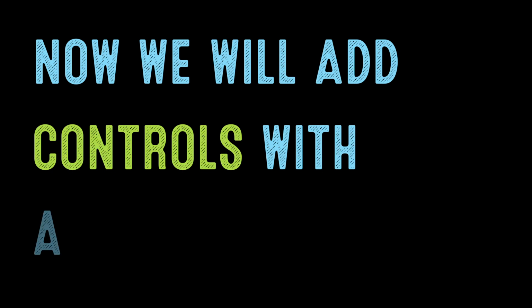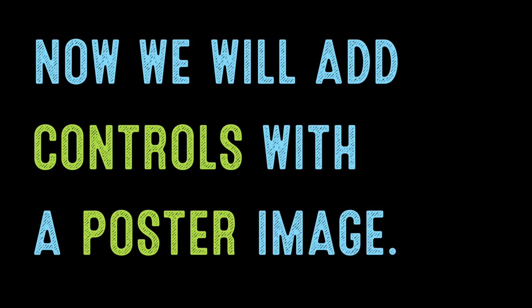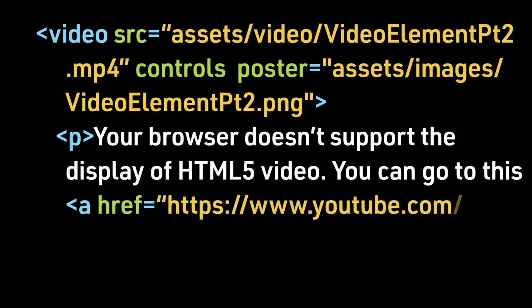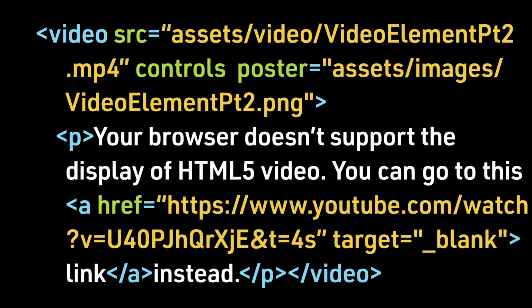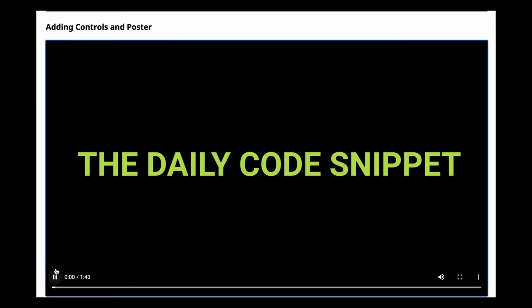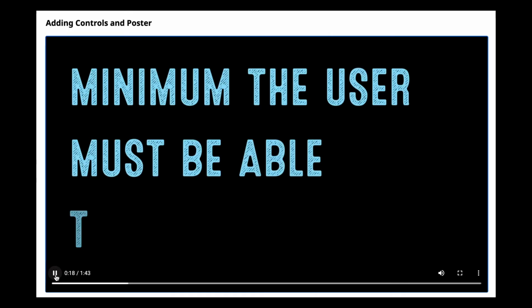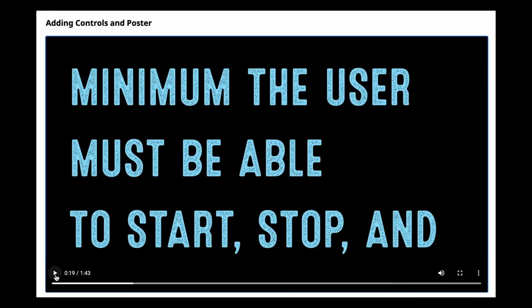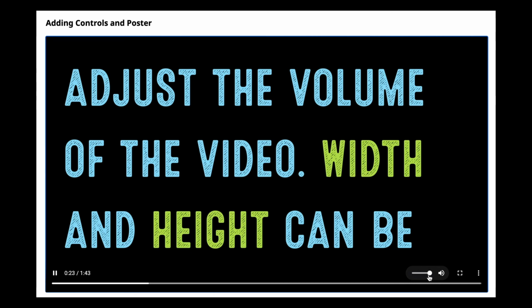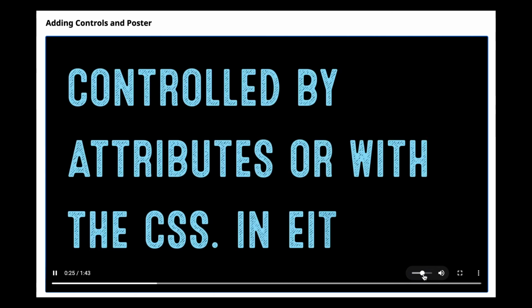Now we will add controls with a poster image. The Daily Code Snippet. Users must be able to start, stop, and adjust the volume of the video. It can be controlled by attributes or with CSS.